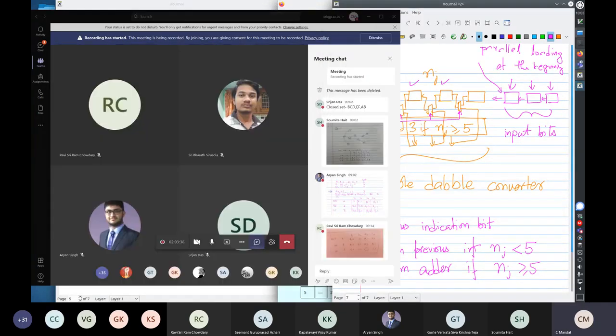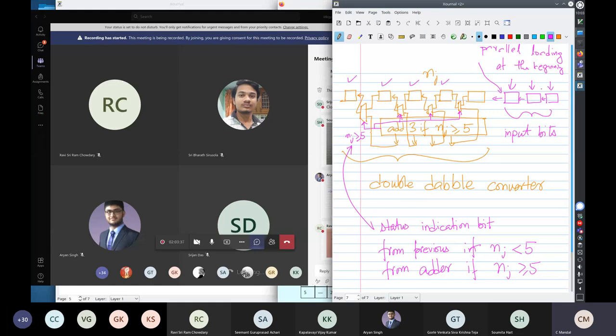Okay, this parallel loading at the very beginning, and then you just keep shifting left. That's all. Yes, sir. And the behavior of the right side register has to change, right? It has to shift other than taking the parallel loading. That thing we can do manually, right? Yes, sir.